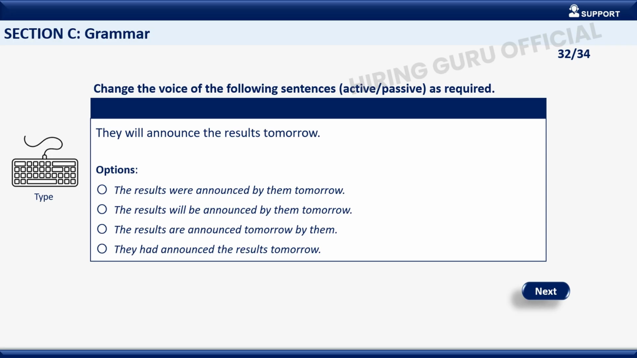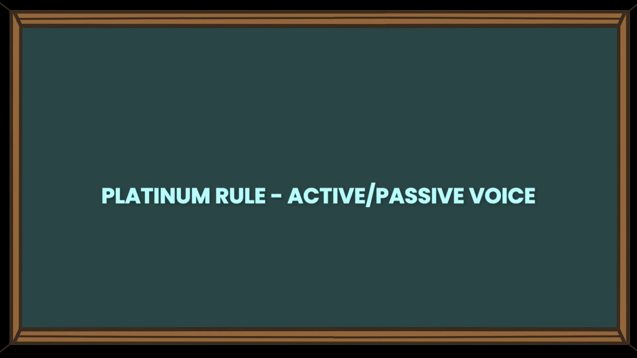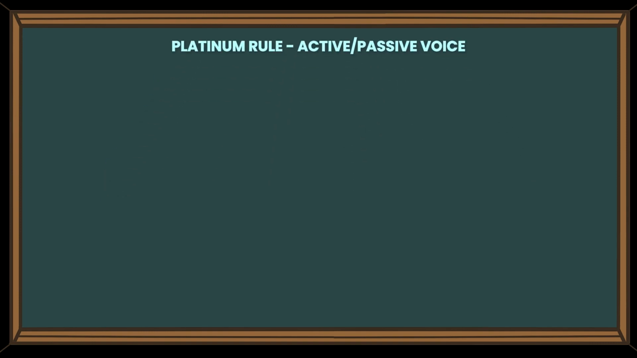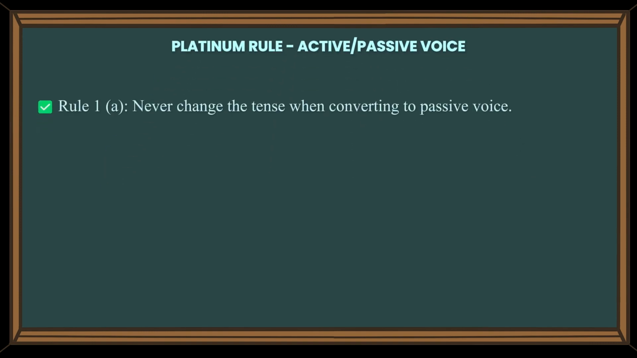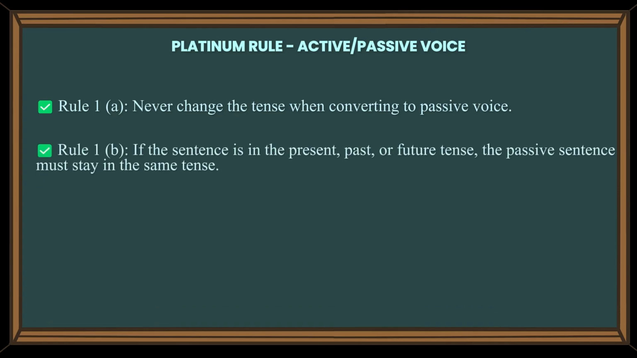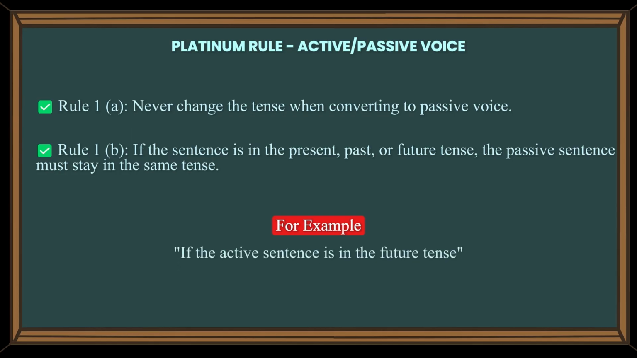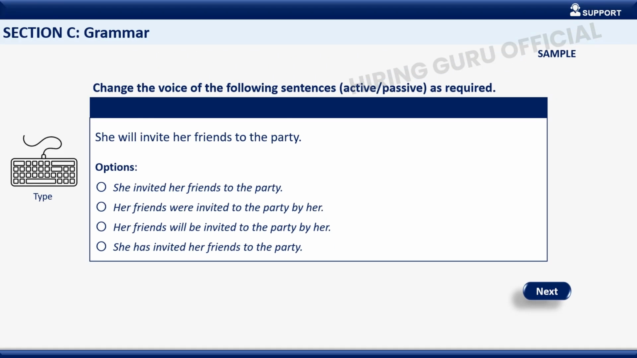Now let's talk about a few important rules that we must follow when changing a sentence from active voice to passive voice. Rule number 1, we never change the tense of the sentence. So if the sentence is in the present, past, or future tense, the passive sentence must also be in the same tense. For example, if the active sentence is in the future tense, then the passive sentence will also be in the future tense. Here you can see a sample on your screen.